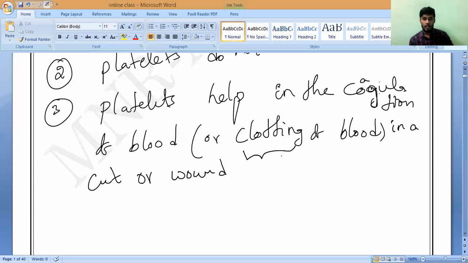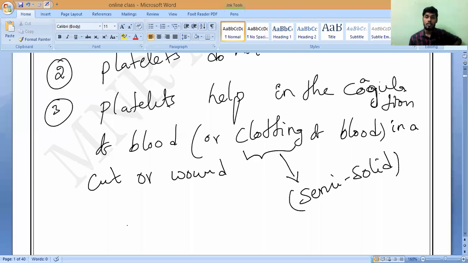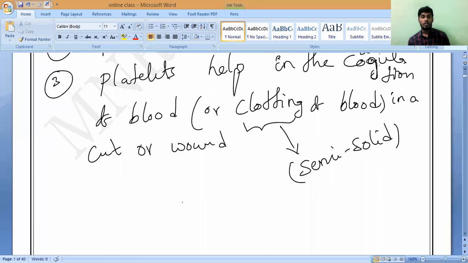So now we are clotting. What is the meaning of clotting? Semi-solid. All of this is semi-solid. So that is what we should call it. So this is all about platelets.